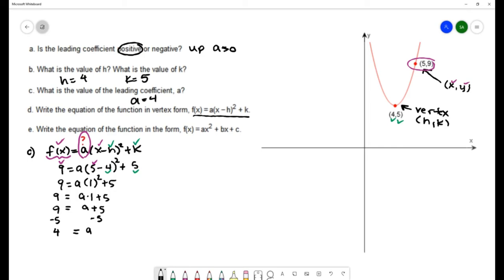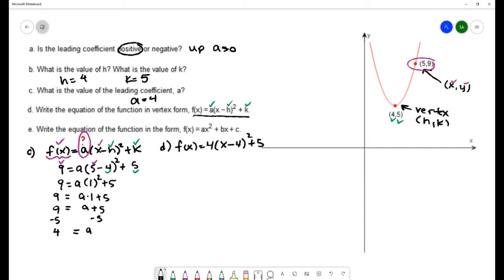In the next part, we want to write the equation in vertex form. To write the equation in vertex form, we just need to substitute the value of a that we just found, the h, and the k that we had earlier. So in vertex form, we're going to have f(x) = 4(x - 4)^2 + 5. So that is the equation of our function in vertex form.